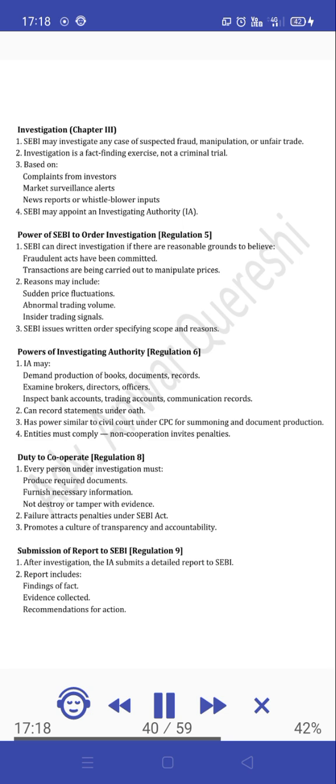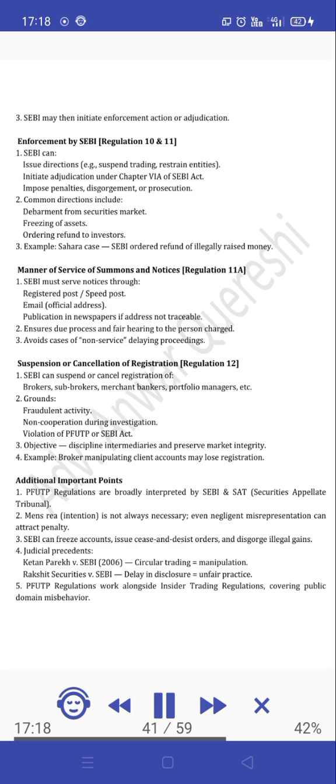Duty to cooperate, Regulation 8.1. Every person under investigation must produce required documents, furnish necessary information, and not destroy or tamper with evidence. 2. Failure attracts penalties under SEBI Act. 3. Promotes a culture of transparency and accountability. Submission of report to SEBI, Regulation 9.1. After investigation, the EA submits a detailed report to SEBI. 2. Report includes findings of fact, evidence collected, recommendations for action. 3. SEBI may then initiate enforcement action or adjudication.